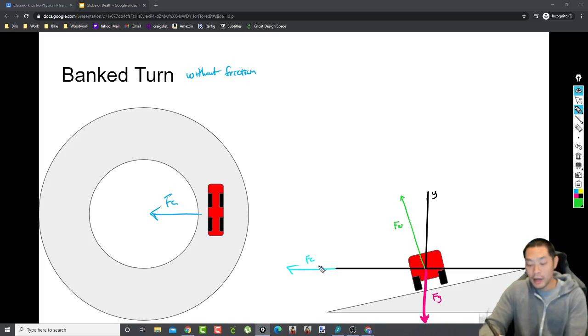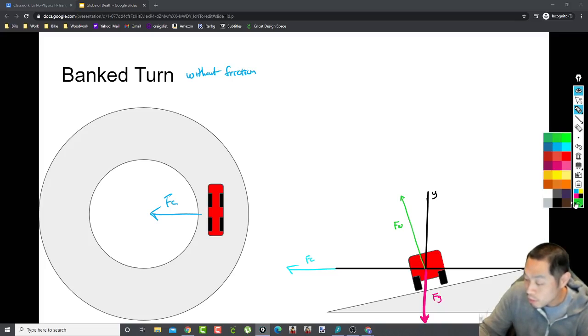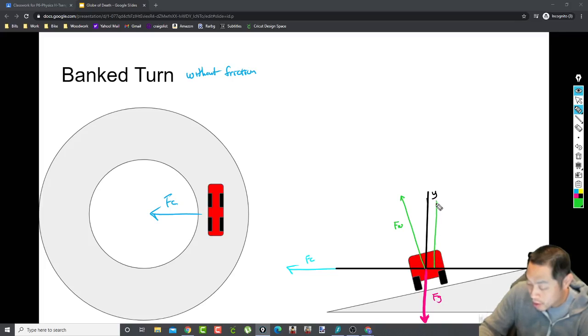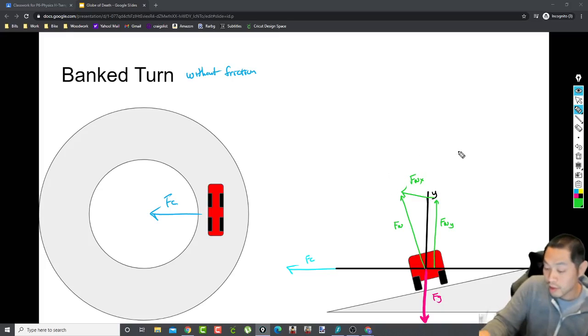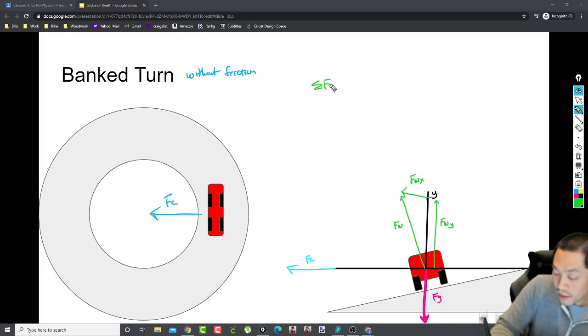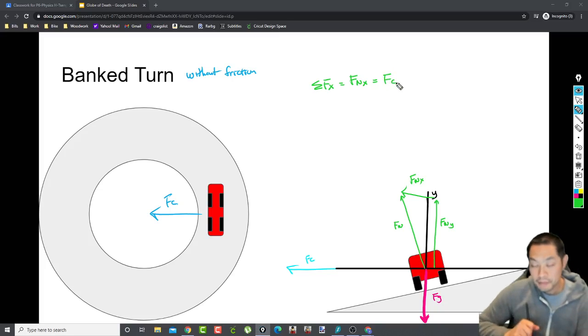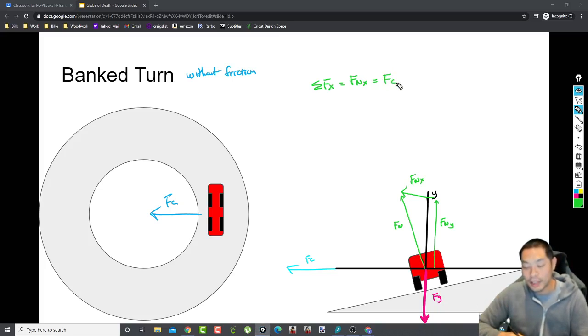So here are my two forces. The only thing I care about is any force in the x direction. Fg is only in the y, so Fg is not involved. So what is involved is breaking apart Fn into its components. Here is force normal in the y, and then you have force normal in the x. So for us, that's the one of concern. So sum of all forces in the x direction is equal to force normal in the x, which is equal to Fc.